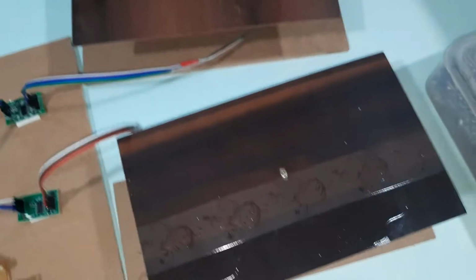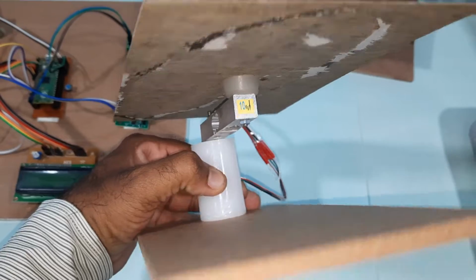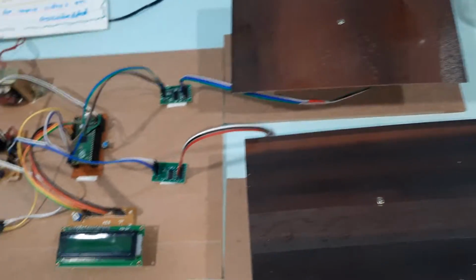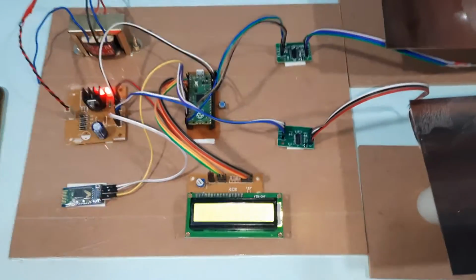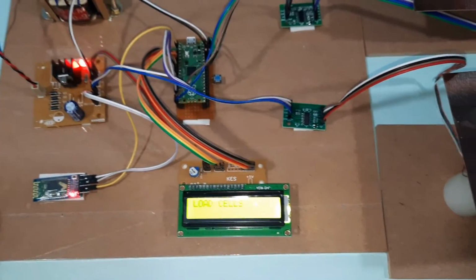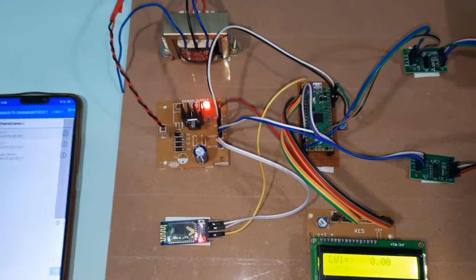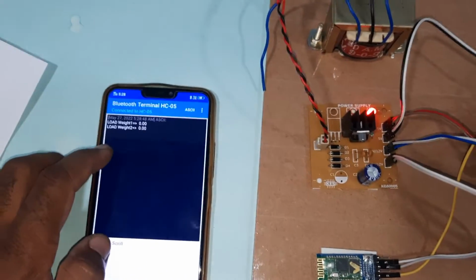And here is the second HX711, and here we are using the 10 kg load cell. So we are interfacing Raspberry Pi Pico with two HX711 and two load cells. So now I am giving the power supply. Load cell, load cell. And give the Bluetooth connectivity. Now it is showing 0.0.